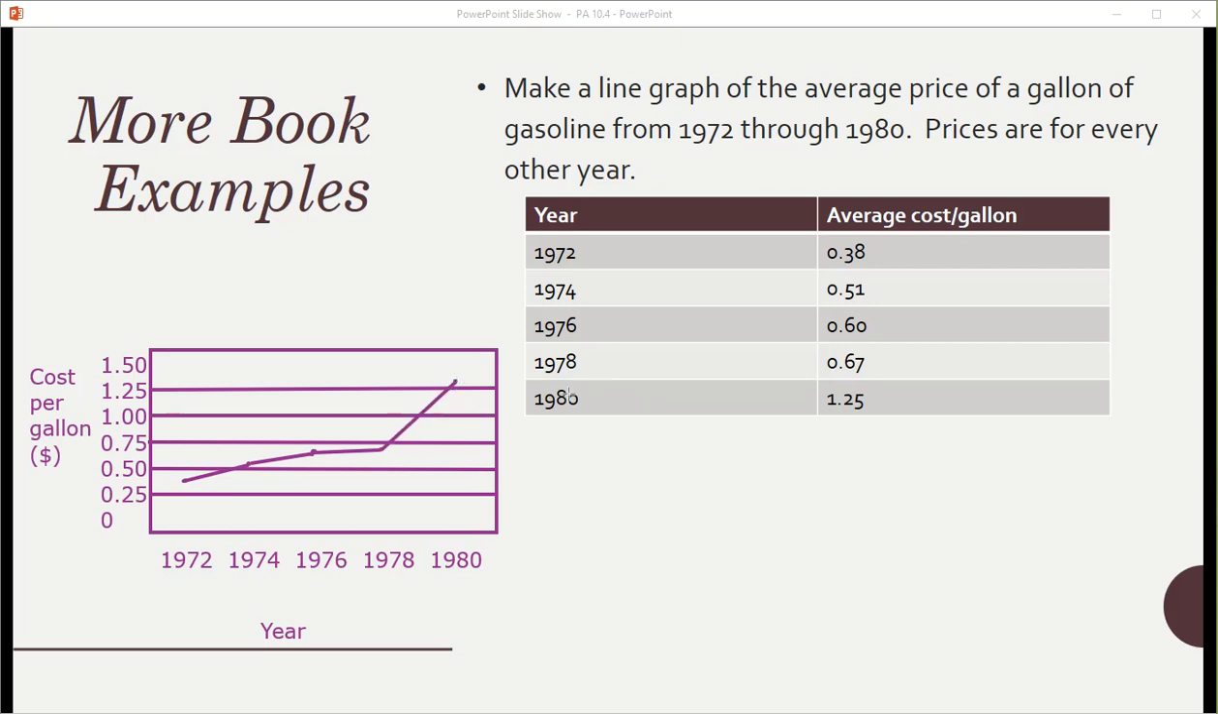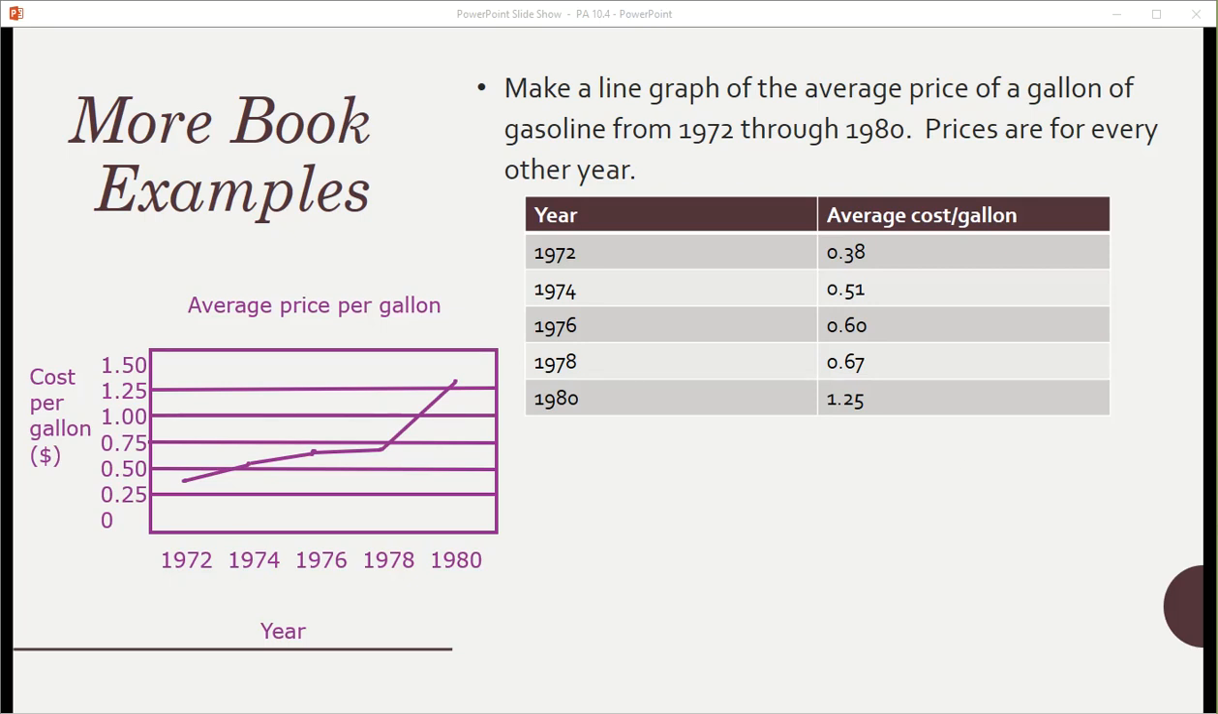And there's my line graph. Also, I want to be sure and give my title. It's going to be, it says up in the top, our average price per gallon. Could have put average cost, something like that. All right, let's try one more.